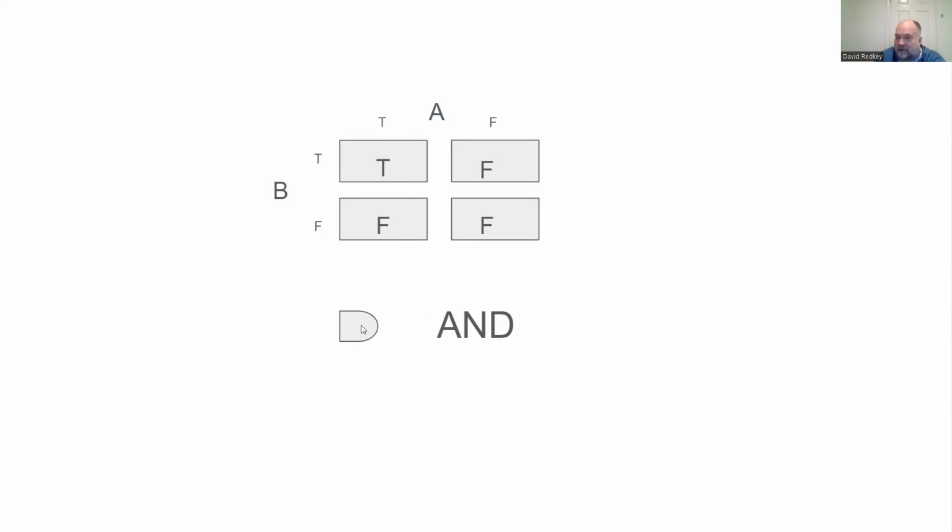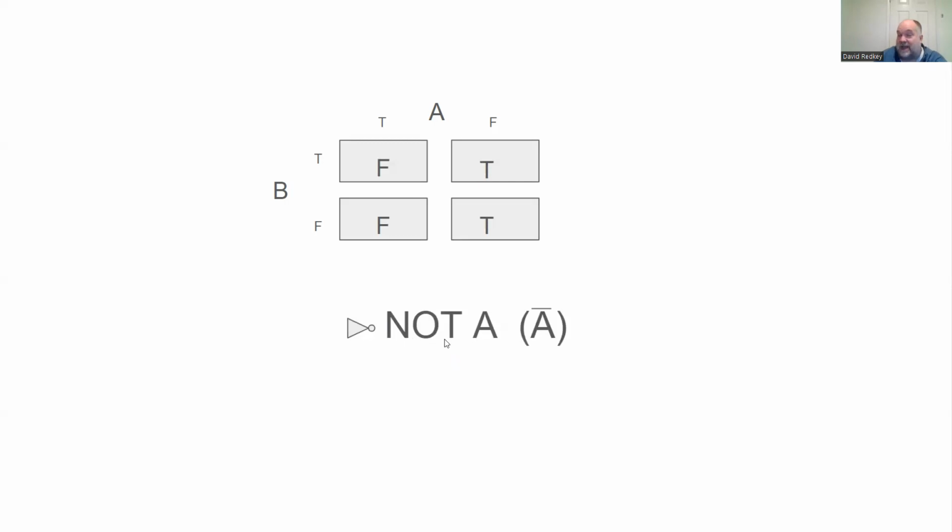And this is the symbol we use for the AND gate. We call the function chips gates. Not sure where that comes from, but it's a nice short word to use for sort of a functional unit. So this is the AND gate.